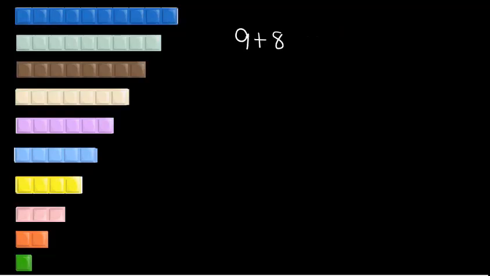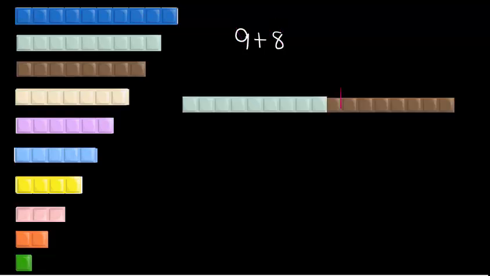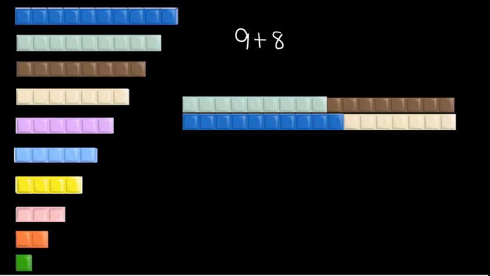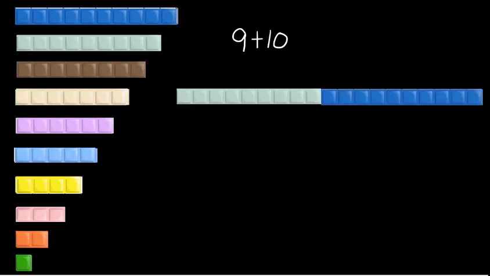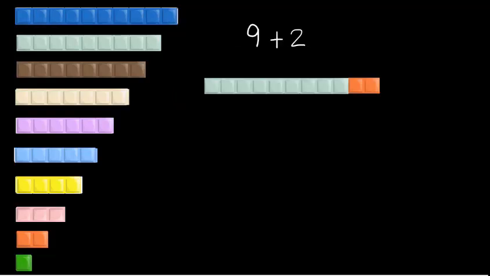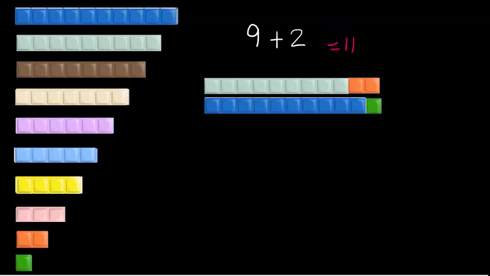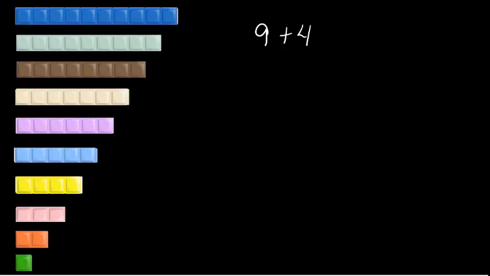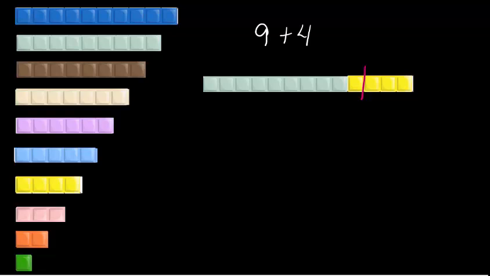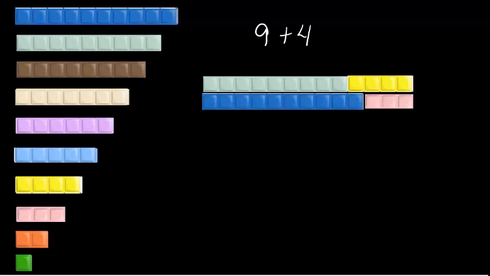9 plus 8 is going to be the same as 10 and 7. So 10 and 7 is 17. 9 plus 8 is 17. 9 plus 10, that's 19. 9 plus 2, well, that 9 is going to take one of those 2s, and it's the same as 10 plus 1, which is 11. 9 plus 4, well, that 9 is going to take one of those 4s, so that is the same as 10 and 3, and that's 13.